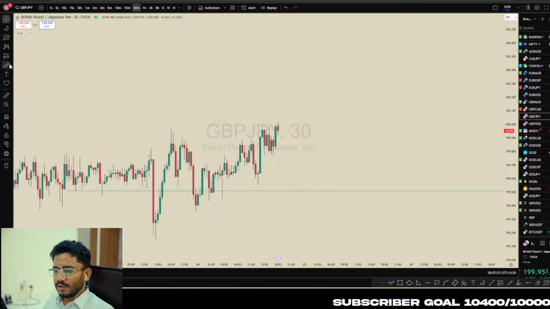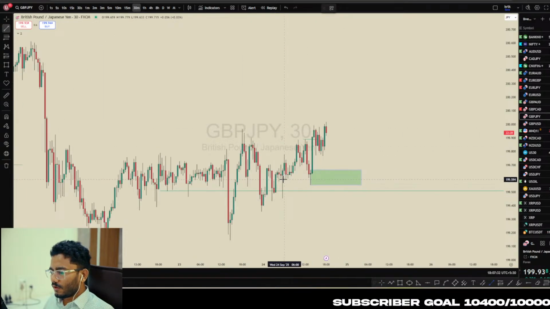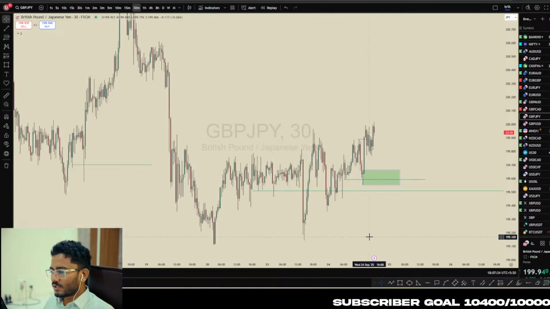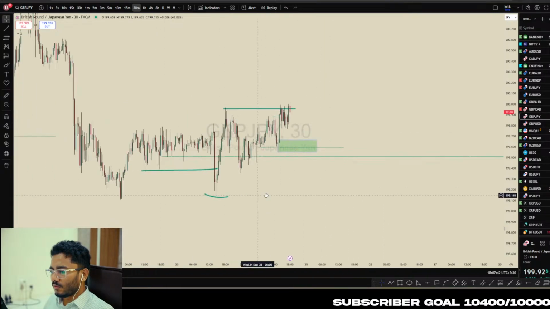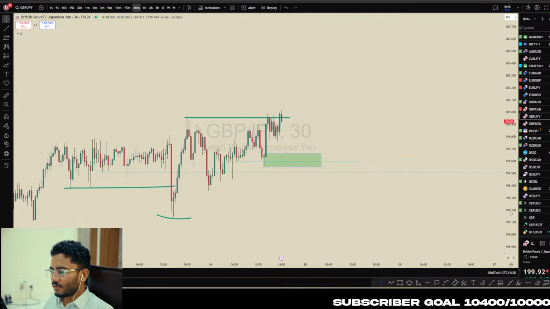On GJ, we have this entry, but the order block is not clear here. So this is the order block which took out the liquidity from this low, and we got the structure break. It also swept this liquidity, so it's forming a quasimodo pattern. And we have this huge sweep of liquidity and structure break. So it's clear that now it's going to the upside direction.